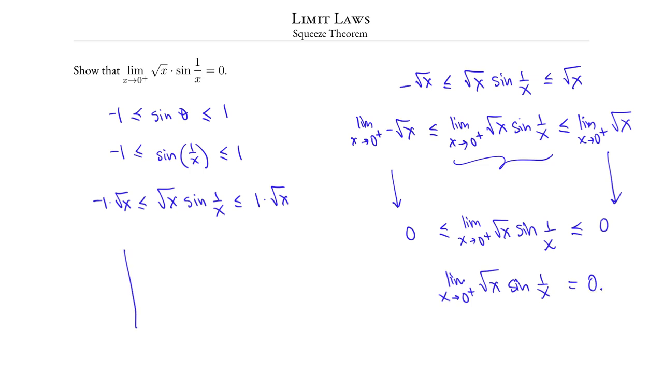Now we know that this is what the graph of the square root of x looks like. And as we can see, as x goes to 0 from the right-hand side, the square root of x goes to 0. And the graph of negative square root of x also looks like this. As x goes to 0 from the right-hand side, negative square root of x also goes to 0.